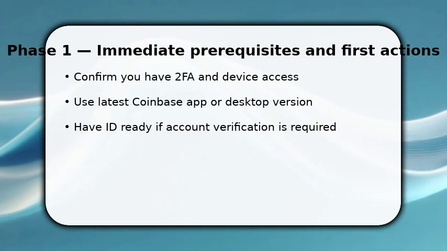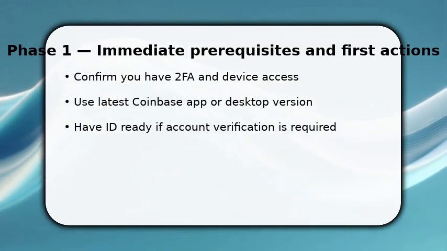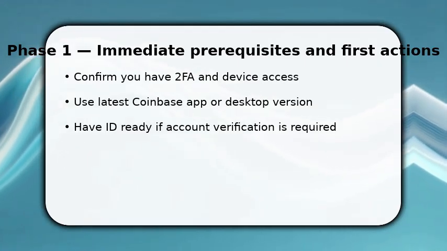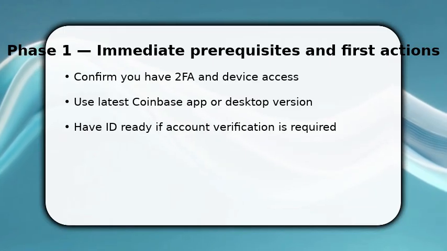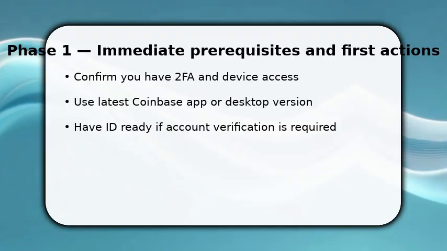You start by ensuring access. Sign into Coinbase on the device you normally use. With two-factor authentication ready, you need uninterrupted access. Once logged in, navigate to the Settings or Profile area. This is where Wallet controls live.